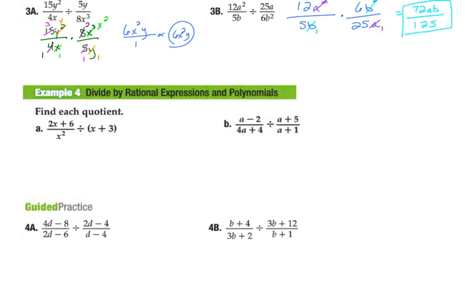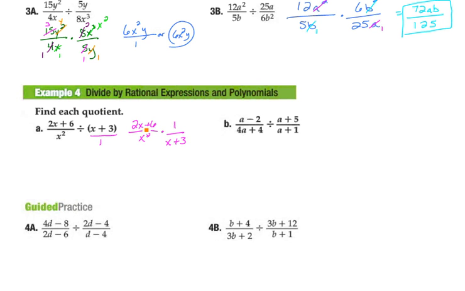Okay, again, we're still dividing. Now we're looking at a little higher level type of problem. Well, I have an x plus 3 that I'm dividing by. Anytime I don't have a fraction, I go ahead and write that over 1. Because I know dividing means I keep my first term of 2x plus 6 over x squared. And I know I'm multiplying by the reciprocal of that second term. So I'm multiplying by 1 over x plus 3. That might help me out just a little bit.